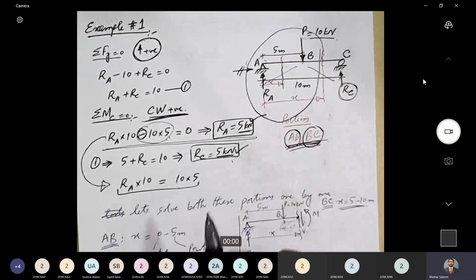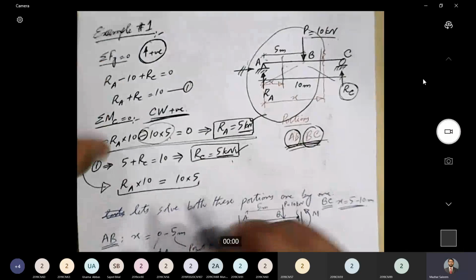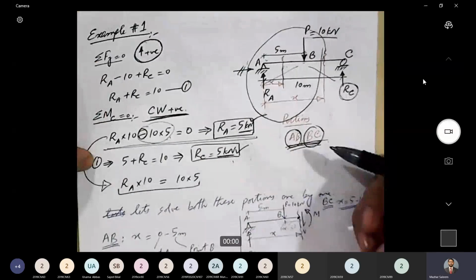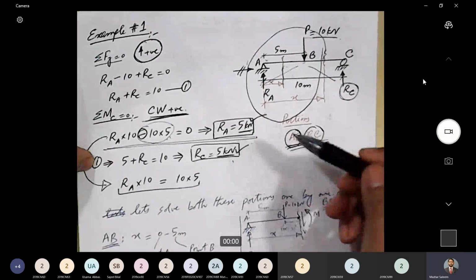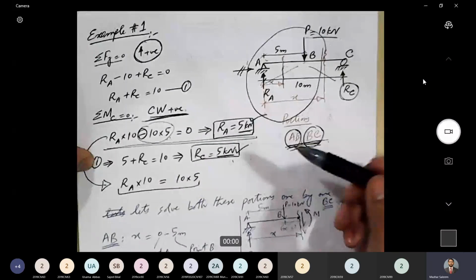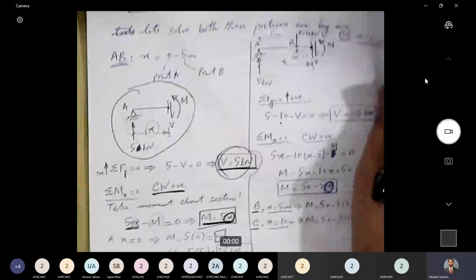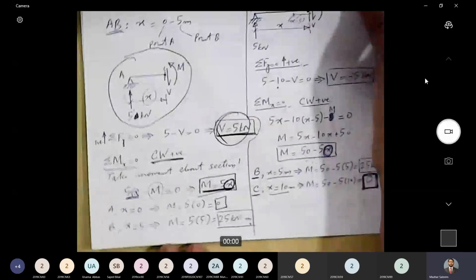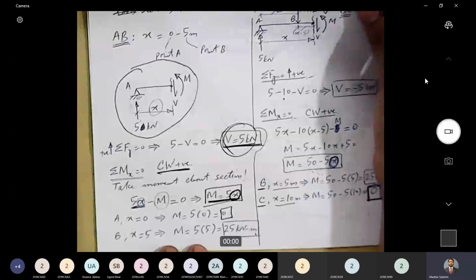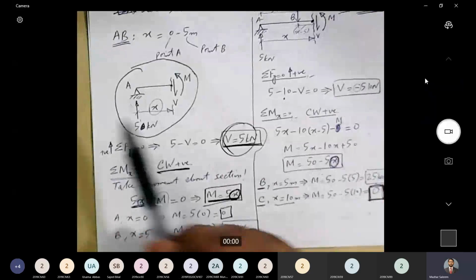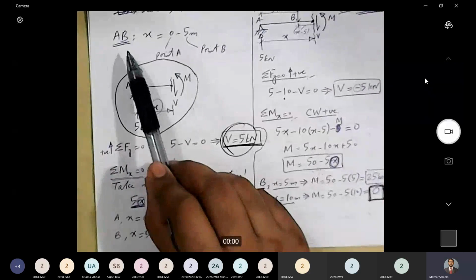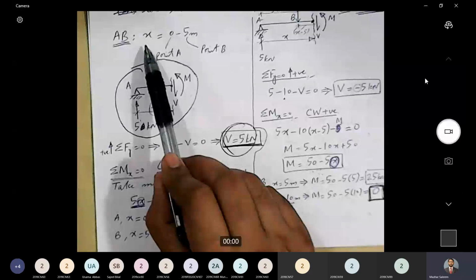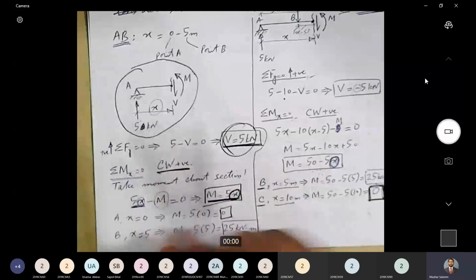Now, once the portions are defined, the next step is to consider these portions one by one, draw their free body diagram, and write down the equations for shear force and bending moment. So let's see how to do that. All right, here we are. So the first portion is portion AB, and the range of X for portion AB is from 0 to 5 meters.